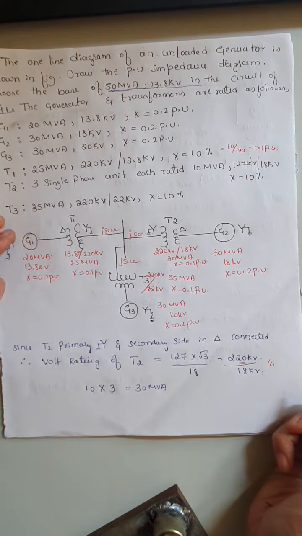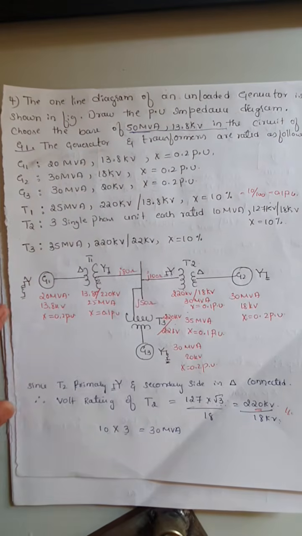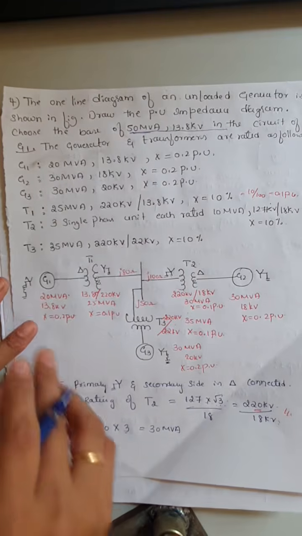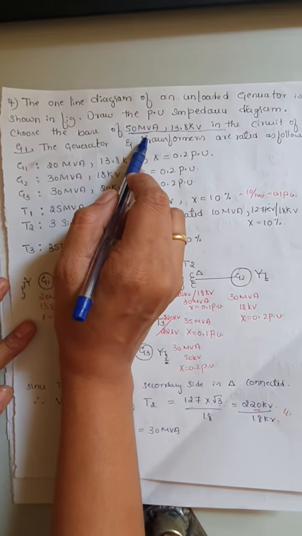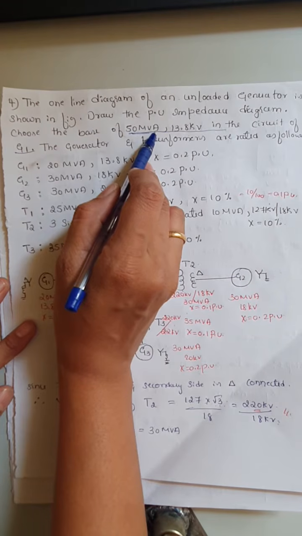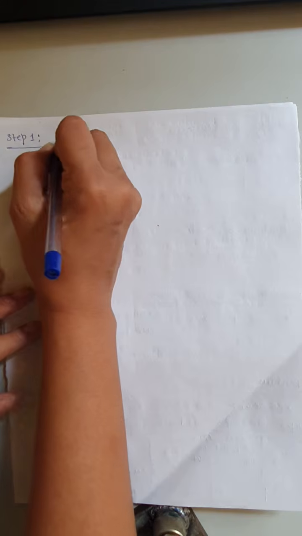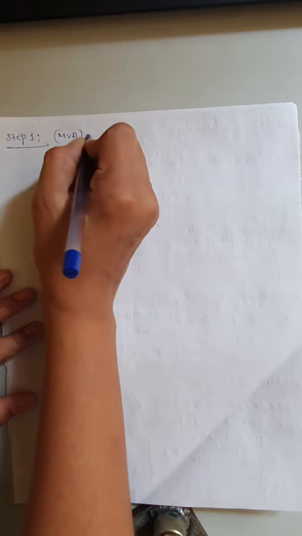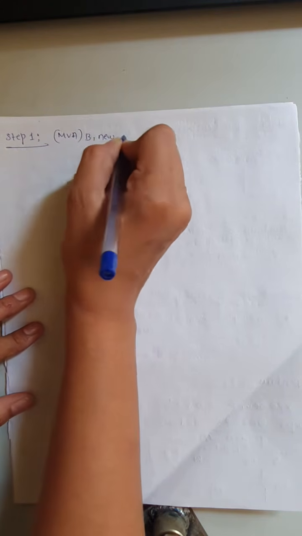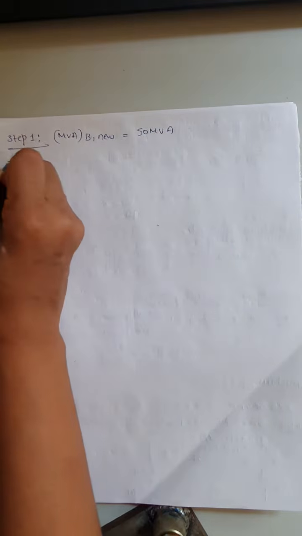So now we can go with the procedure. Step 1, choosing a base power for the entire system. So now look at the given data. In the problem they have given 50 MVA, so this will be the base power. We will write it as MVA base new. So the step 1 is choosing a base power for the entire system. MVA base new will be equal to 50 MVA. So that completes step 1.